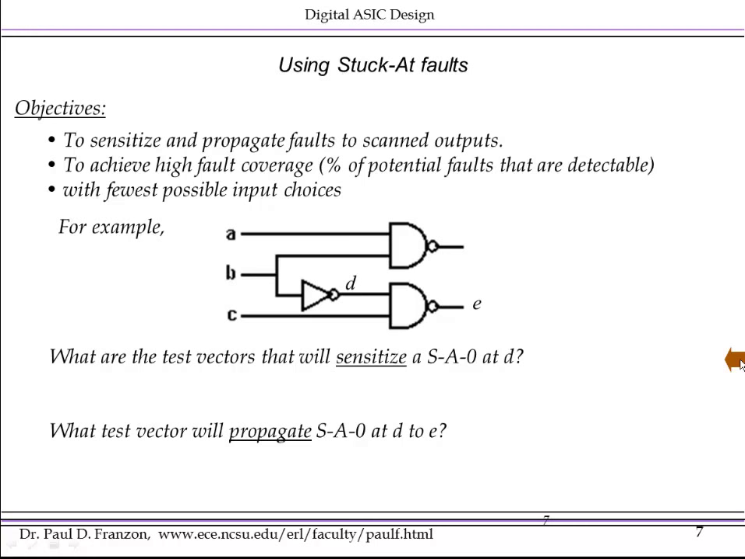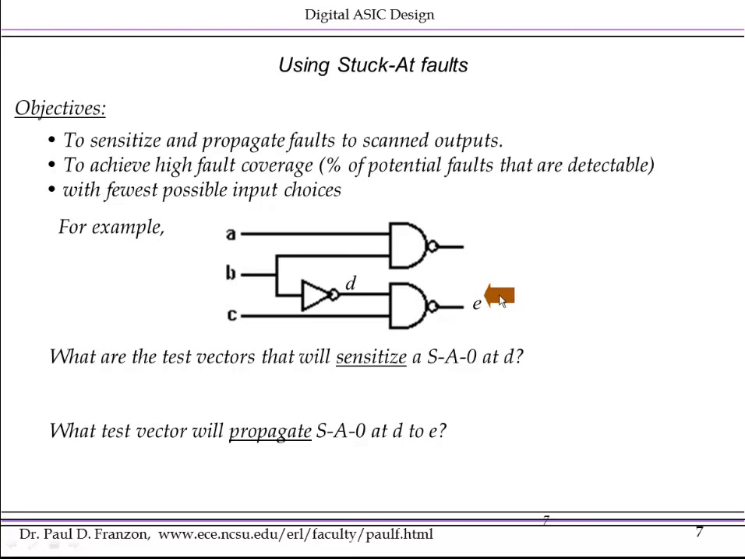To do this, we employ a set of algorithms that sensitize a node to a stuck-at fault, such as node D here, and propagate the presence of that fault to some output. And we apply these algorithms to all our combinational logic blocks within our design to work out what vectors we need to apply at the input and what vectors we expect at the outputs in a defect-free chip.